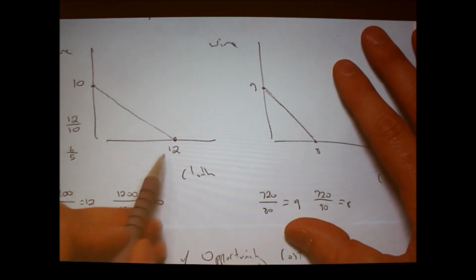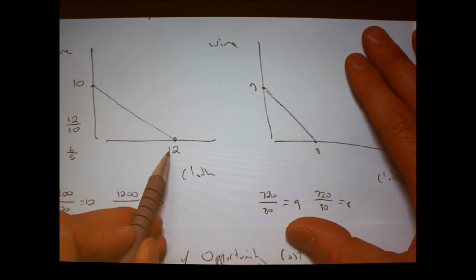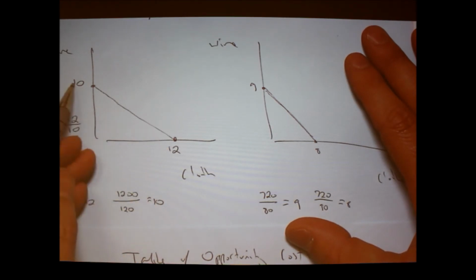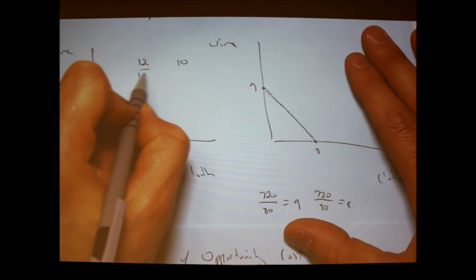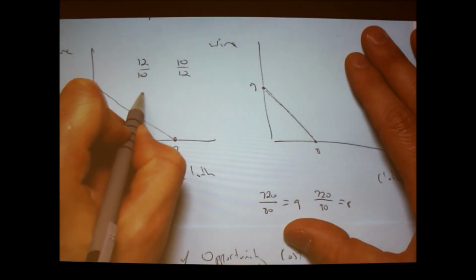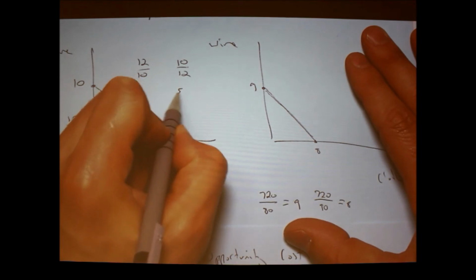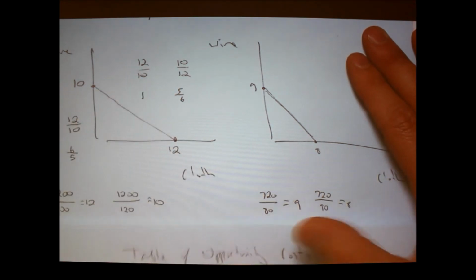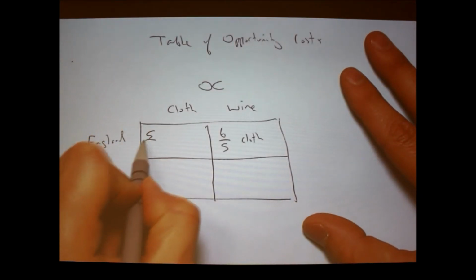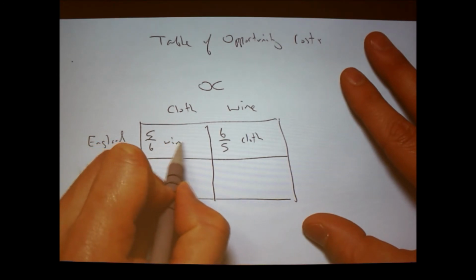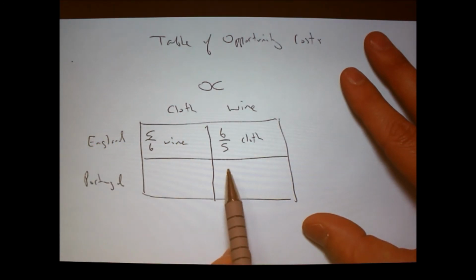Instead, if it produces cloth, if it produces 12 units of cloth, it gives up the opportunity to produce 10 units of wine. So 12 units of cloth gives up 10 units of wine. Divide both sides by 12. Opportunity cost of 1 unit of cloth is 5/6 units of wine. And you'll notice that this is just the inverse of the first one we did. And that's always going to be the case.